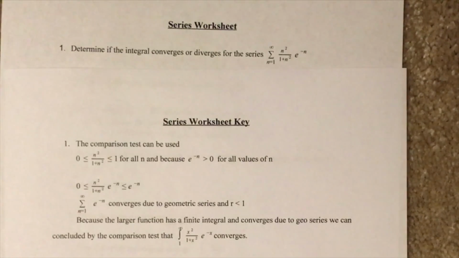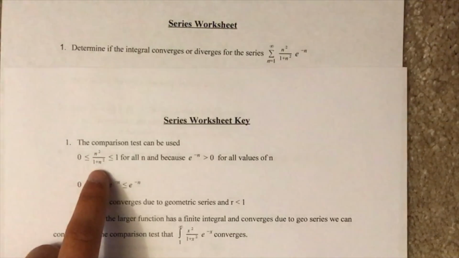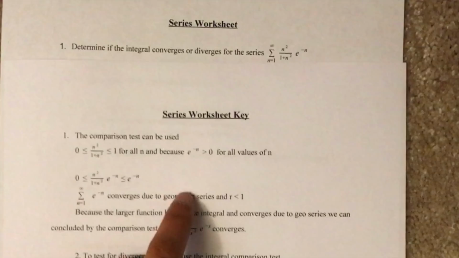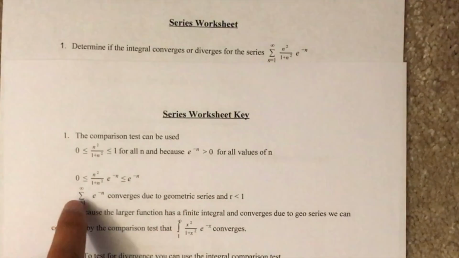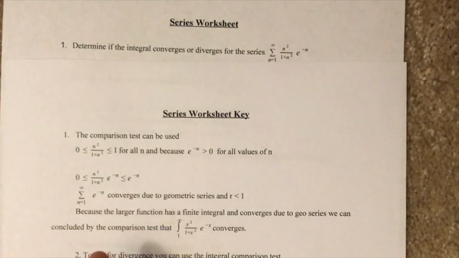Number 1 asks you to determine if the series converges or diverges for the series n squared over 1 plus n squared times e to the negative n. For this, the comparison test can be used. You know that n squared over 1 plus n squared is greater than 0 but less than 1 for all values of n, and e to the negative n is greater than 0 for all values of n. Using this, you can write the inequality, which is 0 is less than n squared over 1 plus n squared times e to the negative n, which is less than e to the negative n.